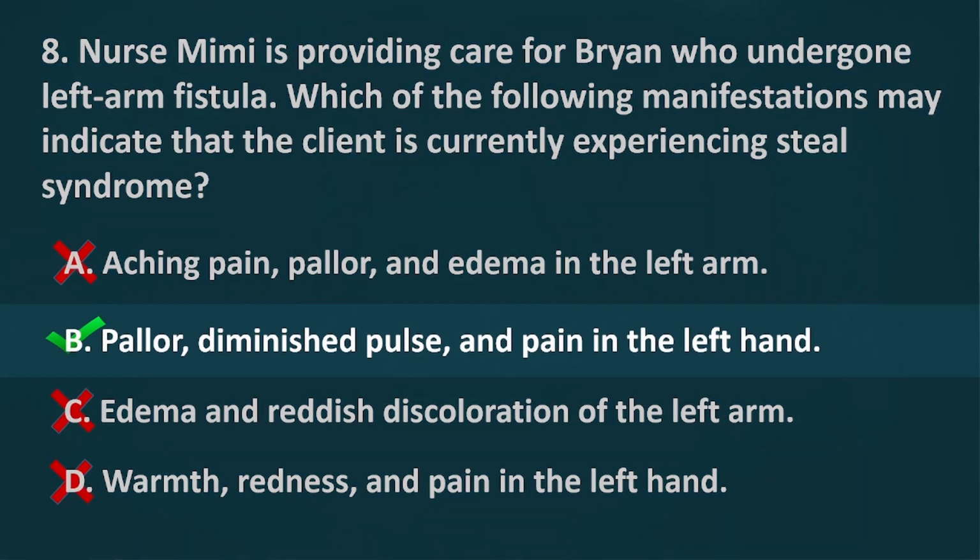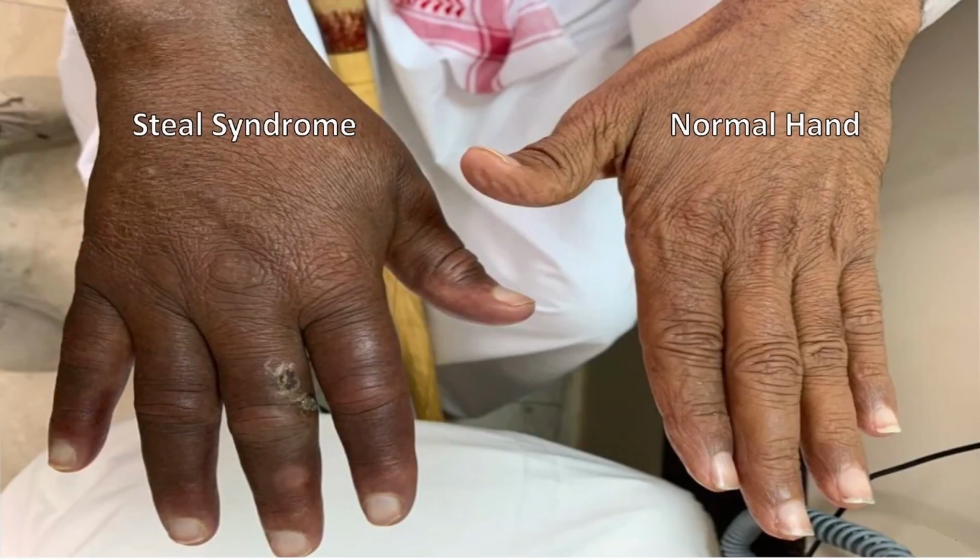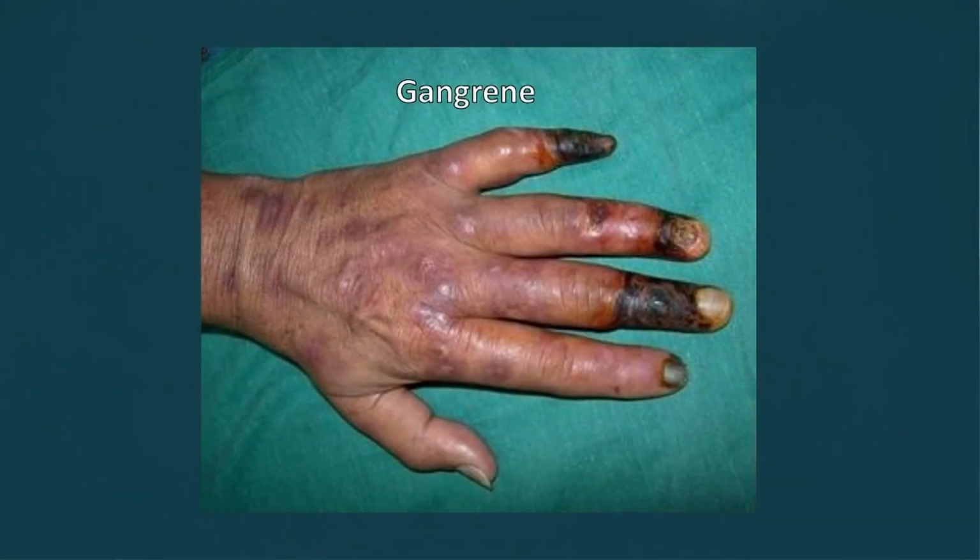The correct answer is letter B, pallor, diminished pulse, and pain in the left hand. Steal syndrome or ischemic steal syndrome, ISS, is a complication that can occur after the construction of a vascular access for hemodialysis. It is characterized by ischemia of the hand caused by marked reduction or reversal of flow through the arterial segment distal to the arteriovenous fistula. In extreme cases, it can cause tissue death known as gangrene, which may lead to the loss of fingers.